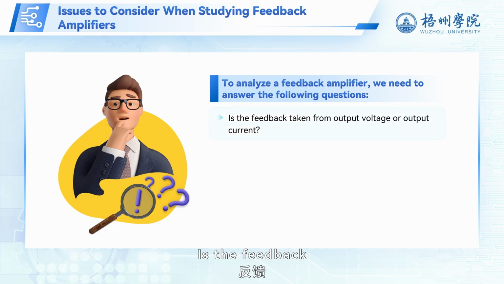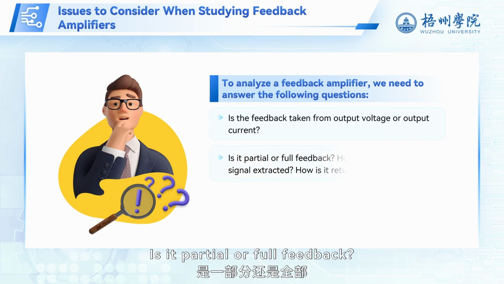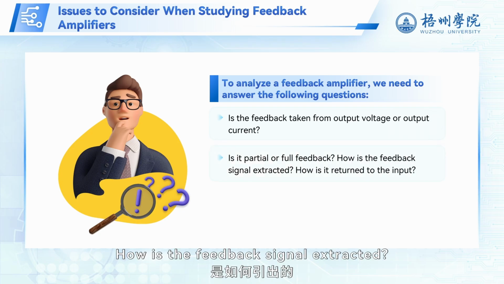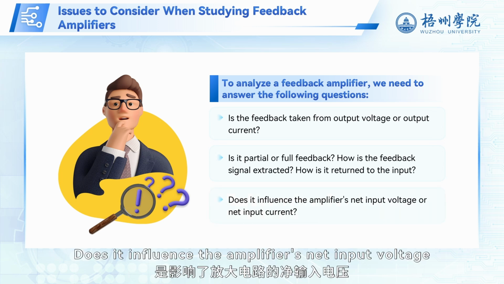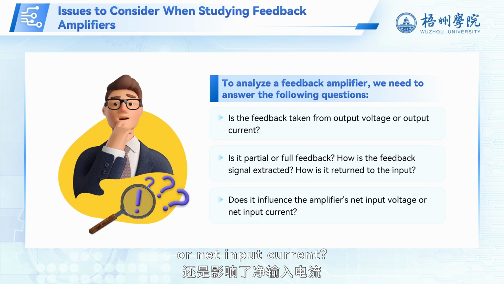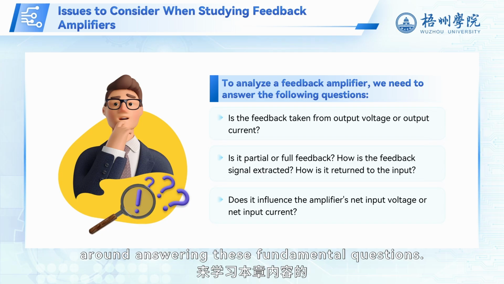In summary, to analyze a feedback amplifier, we need to answer the following questions. Is the feedback taken from output voltage or output current? Is it partial or full feedback? How is the feedback signal extracted? How is it returned to the input? Does it influence the amplifier's net input voltage or net input current? The rest of this chapter will be structured around answering these fundamental questions.